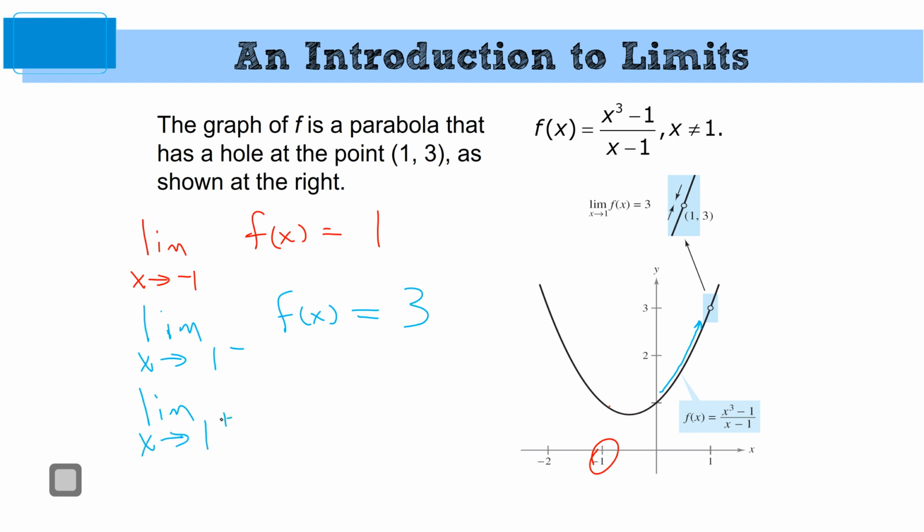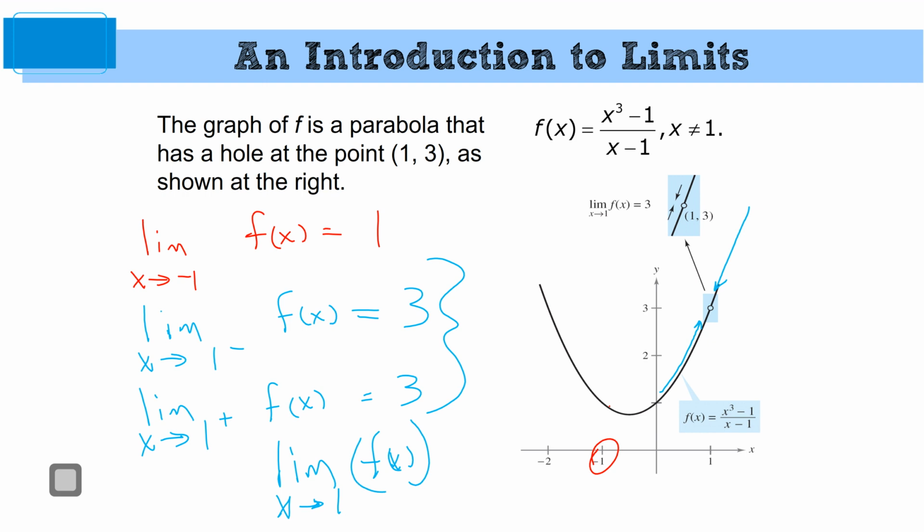Let's go from the other side. Now I'm over on the right-hand side, sliding down this parabola, getting closer and closer to x equals 1. What is the y value getting closer and closer to? 3. Oh, look. The left-hand side matches the right-hand side, so therefore, what is the limit at the point 1? 3. Okay, since they match, everything's good. Even though there's a hole there, we don't care. Does that make sense? Okay, everybody good?